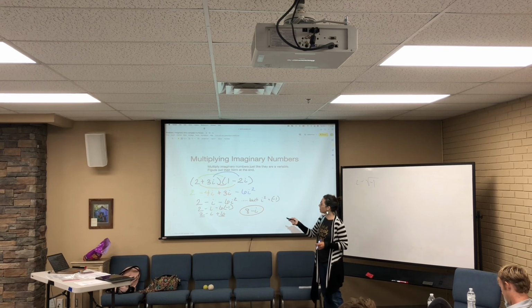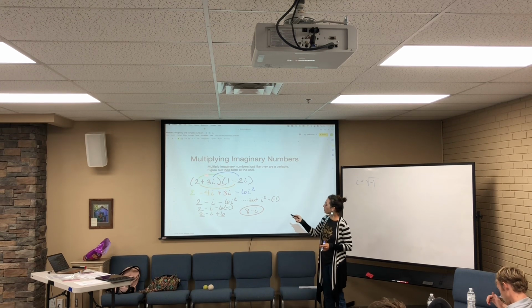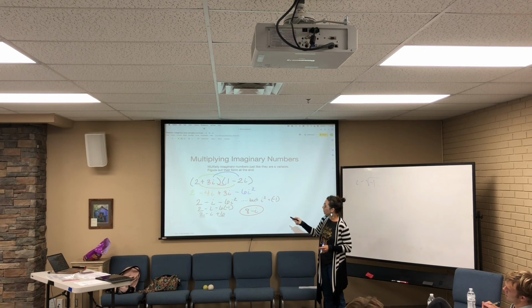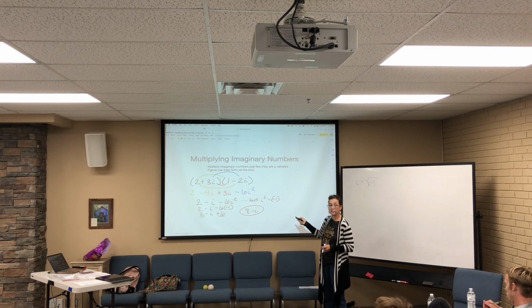So my first, I've got 2 times 1 here with the little green line, so I have the number 2. My outer, 2 times -2i, I leave my i, so I've got -4i. My inner, 3i times 1 gives me my 3i. And then here we go, we have our last. 3 times -2 is -6. i times i is i squared.